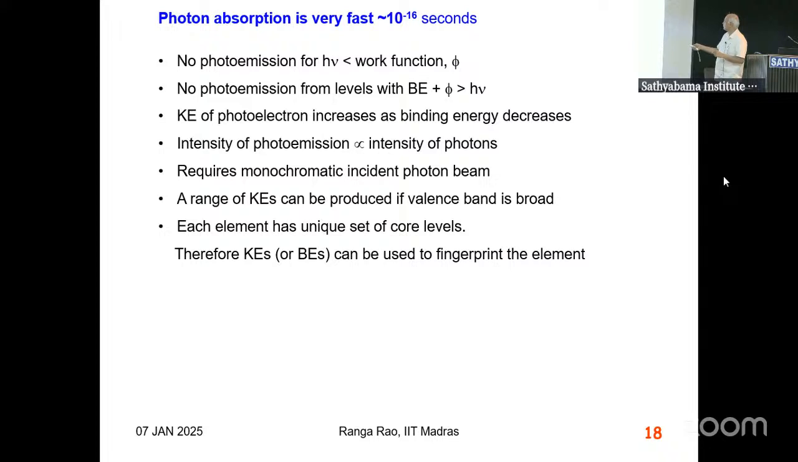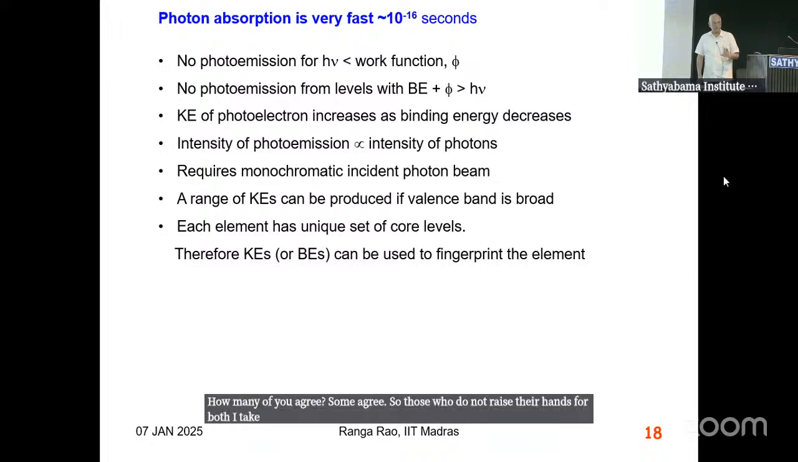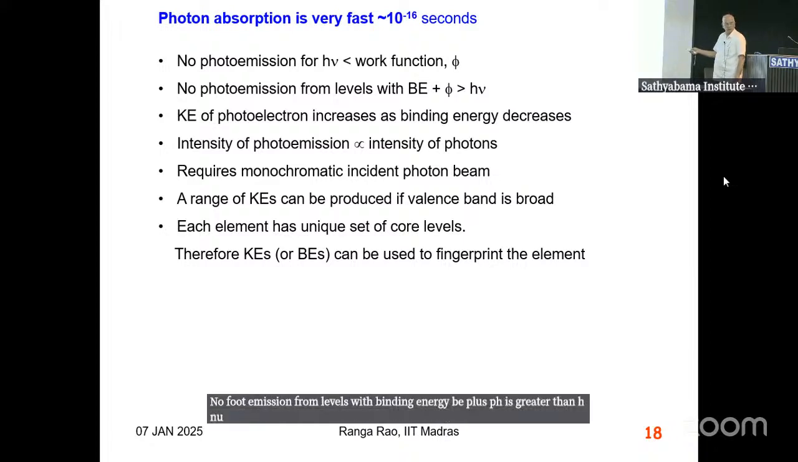Okay, this one, first one. Do we agree or do we not agree? You can disagree also, no problem. How many of you disagree? How many of you agree? Okay. Some agree. So those who do not raise their hands for both, I take them as disagreement. Is that right? This is nothing but the photoelectric effect. No photoemission from levels with binding energy BE plus phi greater than h nu. Agreed or not agreed? This is how the questions will come.